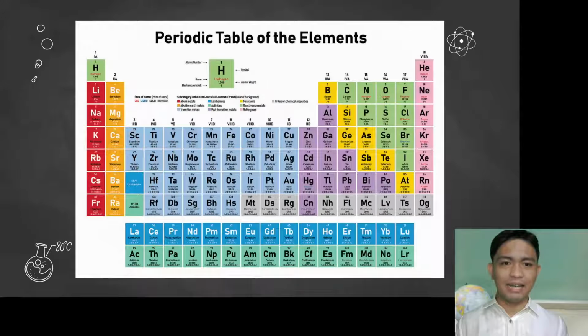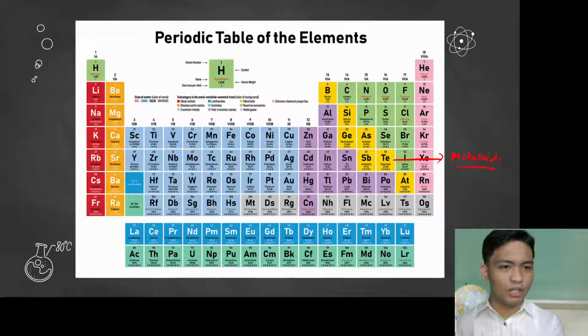So, when you were in grade 7, you have learned about the periodic table of elements. Natutunan natin dito yung iba't ibang klase rin ng element. So, alam natin, we have here these elements na nagfo-form ng parang hagdan or ladder. These are what we refer to as the metalloids. Tama? Or the semi-metals. Mahalaga ito because ito yung nagiging tanda natin.